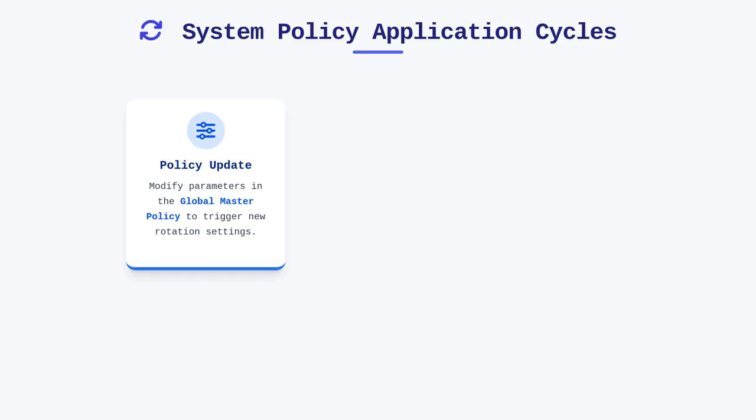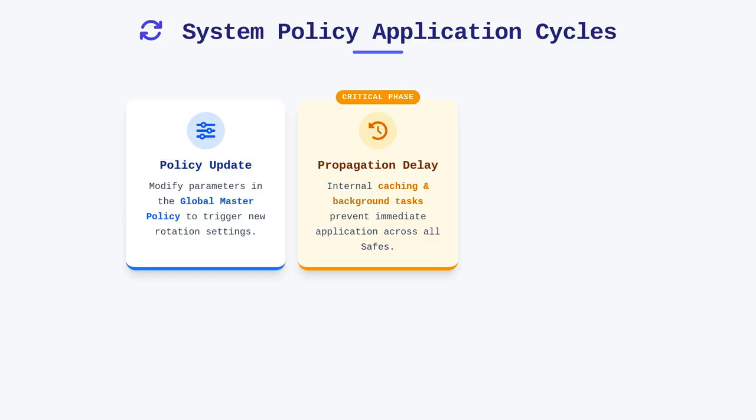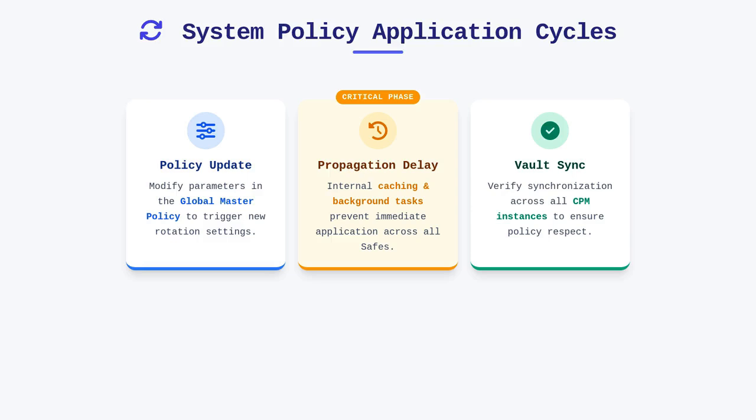Reviewing the application cycles of your system policies is a process that requires consistent attention to the rollout across your safes. When you modify a policy parameter, it is not always immediately applied to every object stored within a safe due to internal caching and background processing tasks. You must verify that the policy application cycles have synchronized across the vault, ensuring that the new rotation settings are being respected by all CPM instances assigned to those safes.